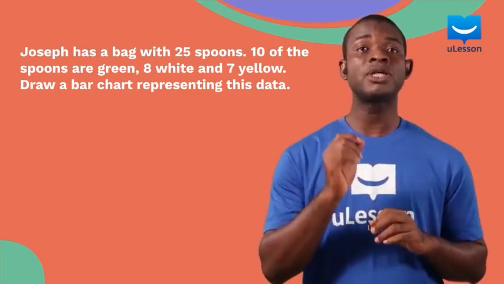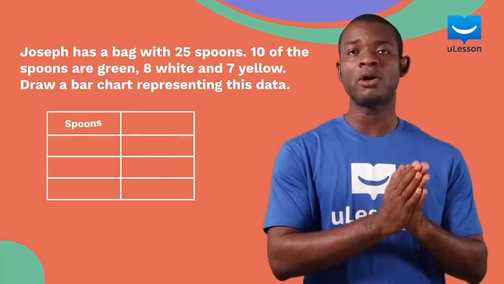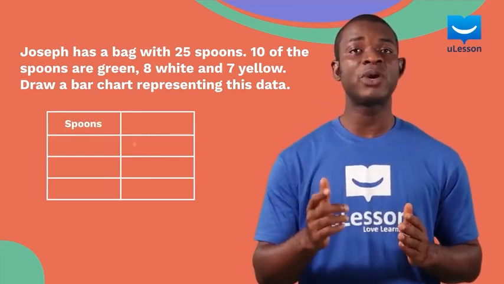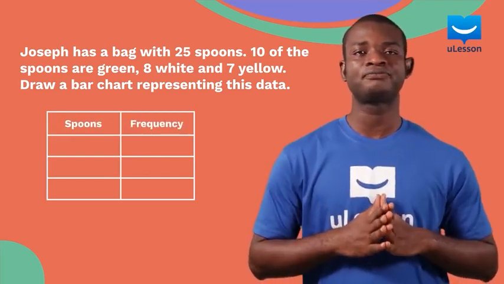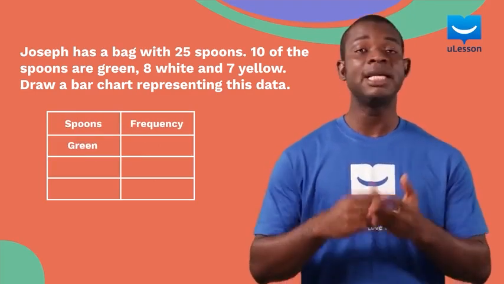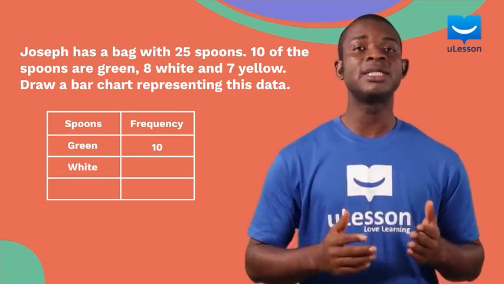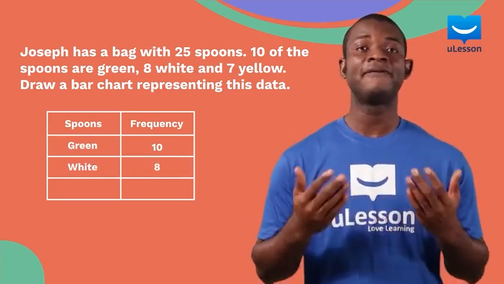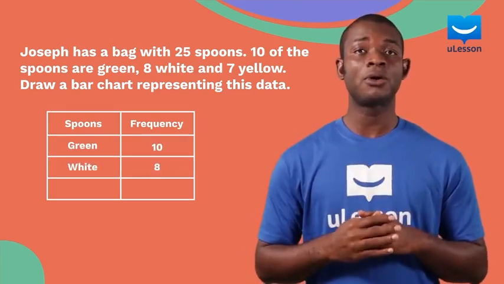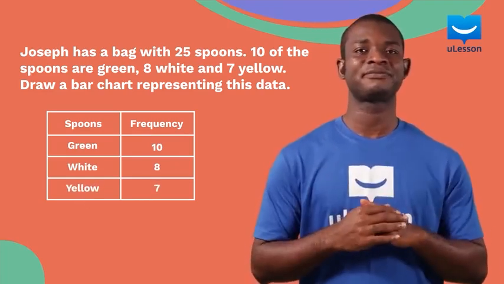First, you must always construct your frequency table. Hence, we have spoons in one column and their respective frequencies in the other column. The green spoons have a frequency of 10, that is, they appear 10 times. Then, white spoons with a frequency of 8. Finally, we write out the last color, which is yellow and has a frequency of 7.